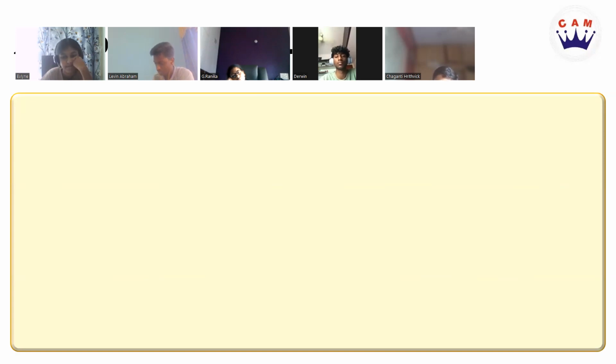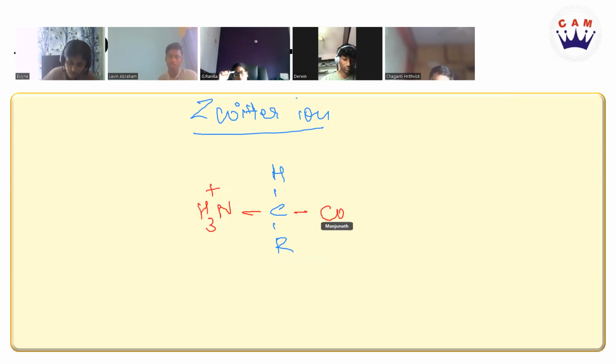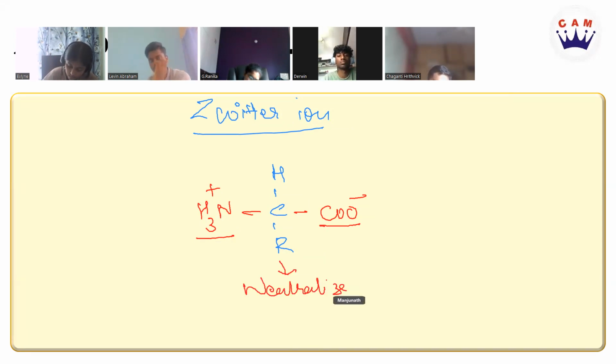Okay. Next. See, we call it as zwitterion. What do we call it as? Zwitterion. See the nature of this zwitterion: carbon, hydrogen, R group, NH3 plus and COO minus. The carboxyl and the ammonium group, they neutralize each other. They neutralize each other.